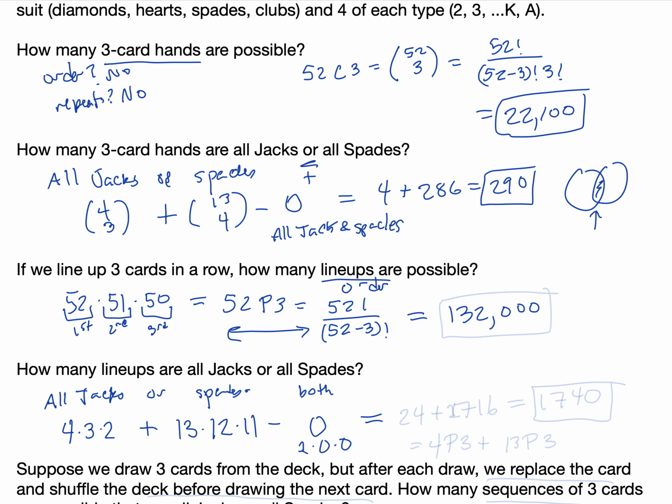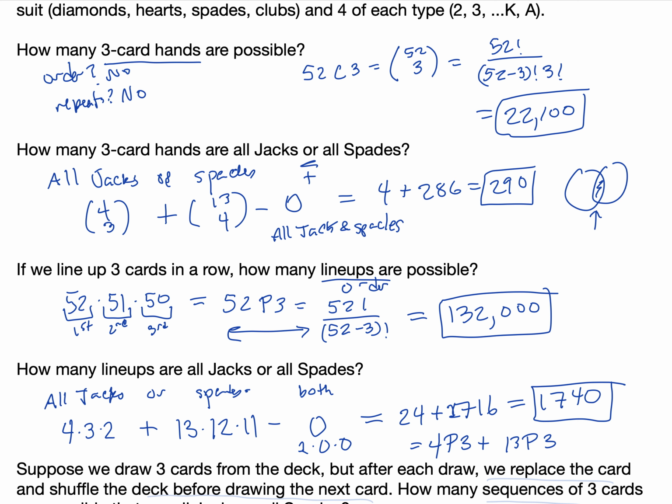If we simplify that, then we'll have 24 for 4 times 3 times 2, plus 1,716 for the next quantity, and altogether we've got 1,740 possible ways that that can occur. We could also write that as 4 permute 3 plus 13 permute 3.